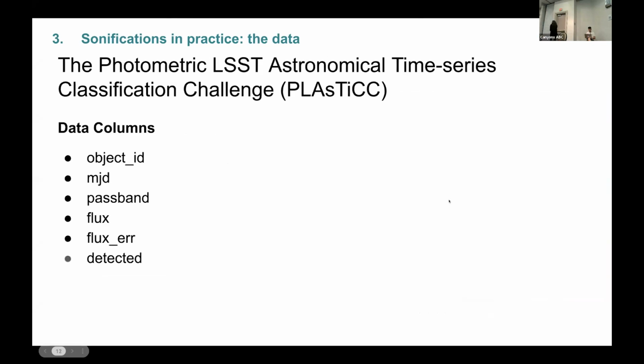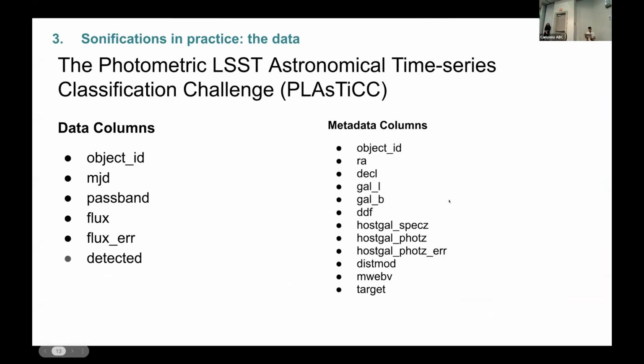Now, of course, Rubin data isn't available yet, but we do have the opportunity to sonify Rubin-like data, specifically from the photometric LSST astronomical time series classification challenge, otherwise known as PLAsTiCC. And indeed, we have fluxes, different bands, uncertainties, and a whole host of metadata. And so the question is, how do we map these different parameters of the data to characteristics of the sound? And what are the choices that we can make in that sonification space?